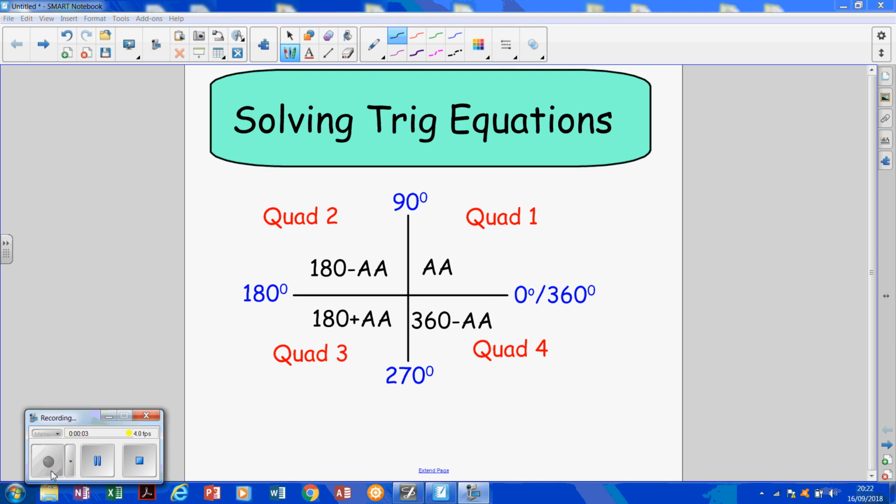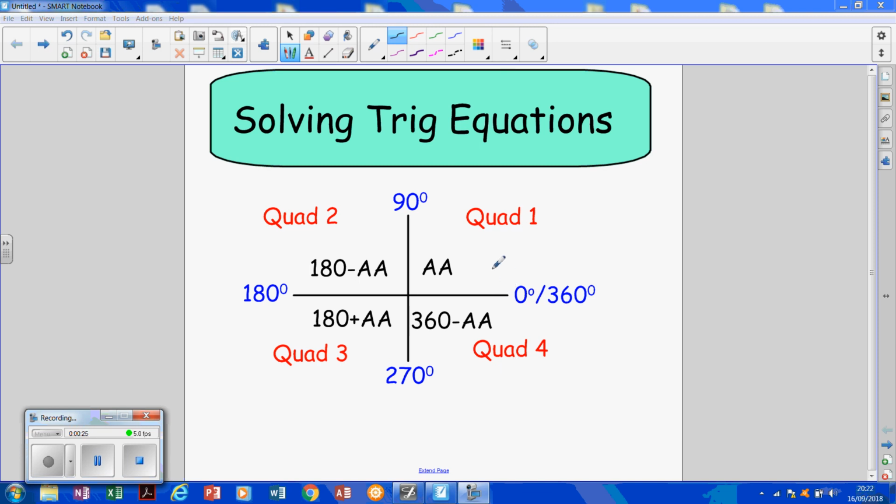We're going to look at solving trig equations. Before we start solving trig equations, you've got to be familiar with this diagram that's here. This diagram shows 4 quadrants: quadrant 1, quadrant 2, quadrant 3, and quadrant 4. It's basically angles that go right the way around, anti-clockwise, round to 360 degrees.